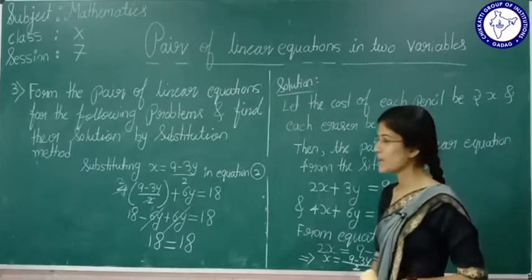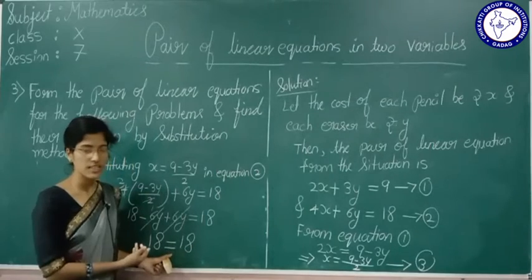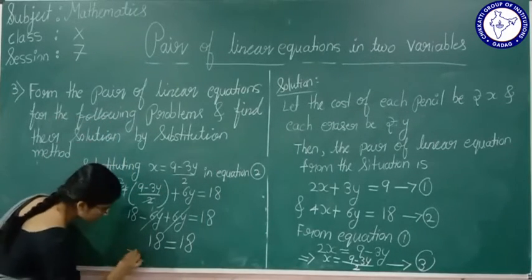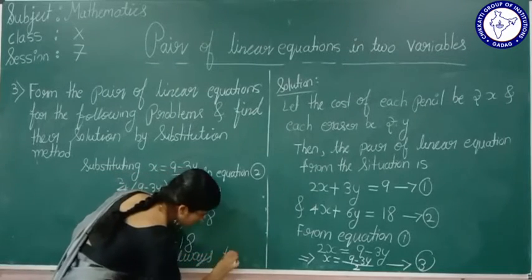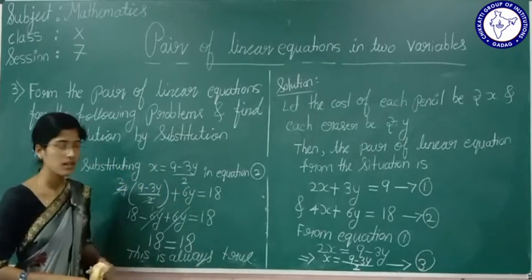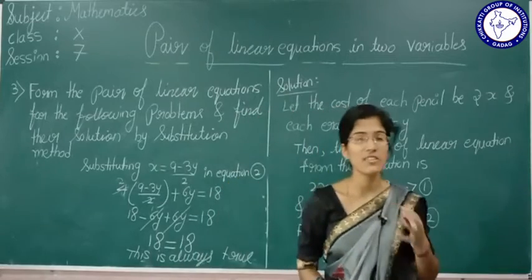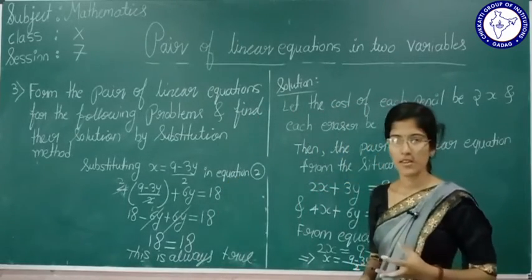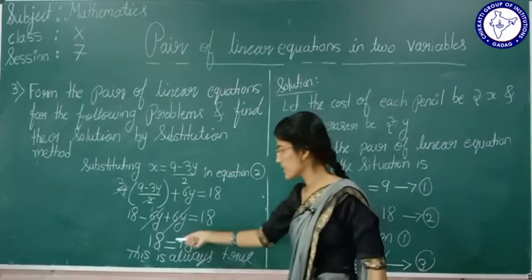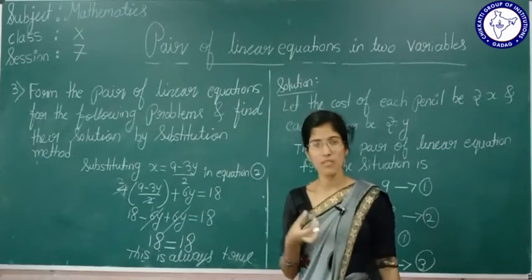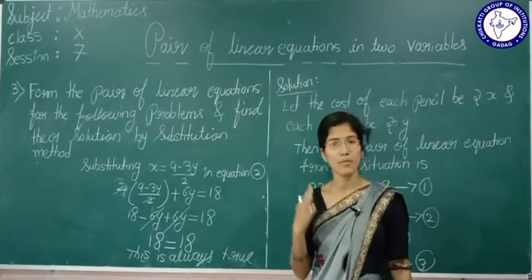So students, why are we getting this? Definitely this is true, no? 18 is equal to 18. This is always true. For this pair of linear equations, we have infinitely many solutions. Here we are not getting exactly the x value and y value. Hence, the pair of linear equations has infinitely many solutions.